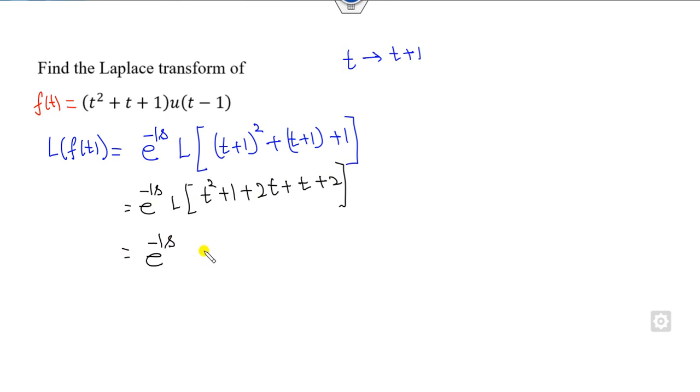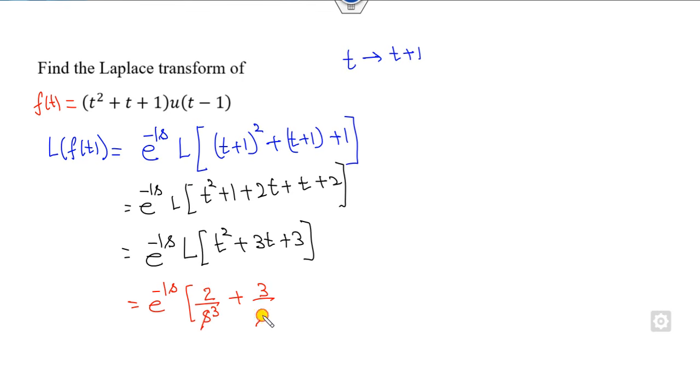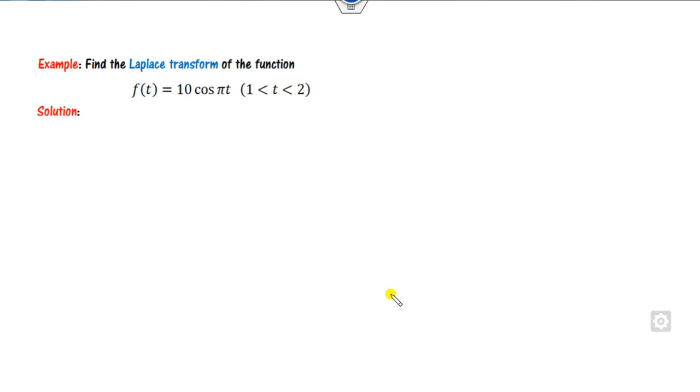So what is that? e raised to power minus 1s, it is t square plus 3t plus 3. Now can you find the Laplace of the individual terms? It is e raised to power minus s. Laplace of this will be 2 over s cube plus 3 over s square plus 3 over s is the right answer of this problem. So this is the way you can easily solve the shifting second theorem related problems. I hope you enjoy this session too.